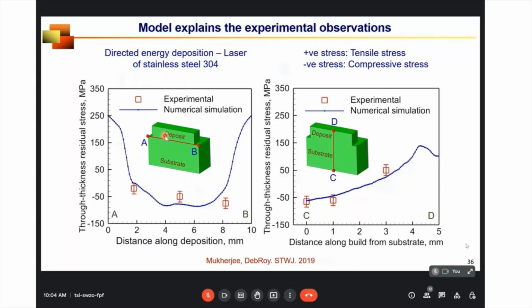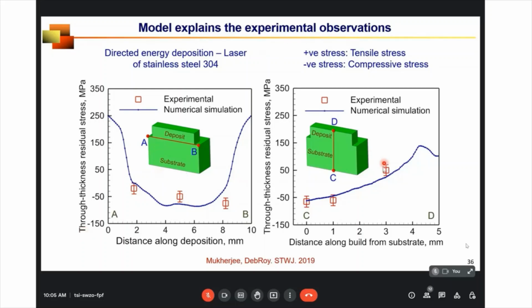To see how well the calculations are, I also took two examples, along AB, which is along the deposit, and along CD, which is along the vertical direction. And for both cases, the experimental measurements were done for through thickness residual stress. So the through thickness component is along the vertical direction. Along the longitudinal direction is longitudinal stress, along the width direction is transverse stress, and along the vertical direction, this is called through thickness residual stress.